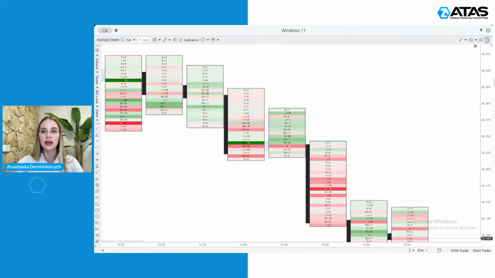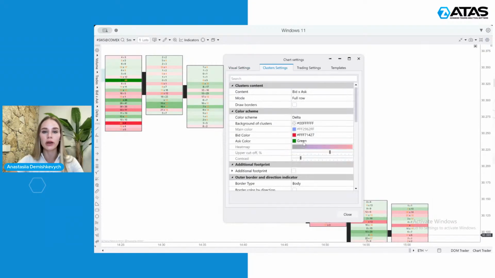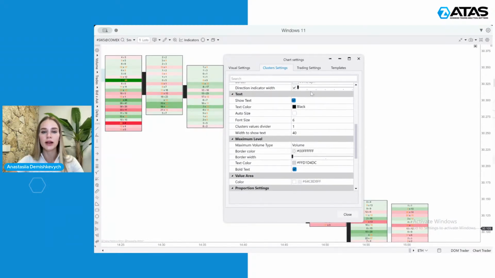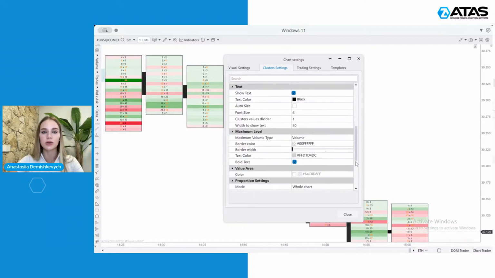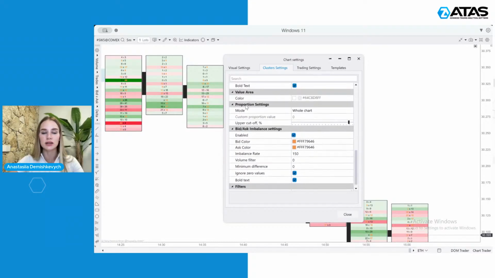If you go into the settings, you will be able to visualize your cluster settings in the most comfortable way for you. So you can change the colors here, and most importantly, you will be able to go lower. That's the text size and the text color also. But most importantly, you will be able to find the proportion settings here.